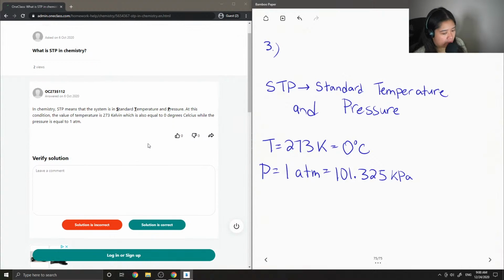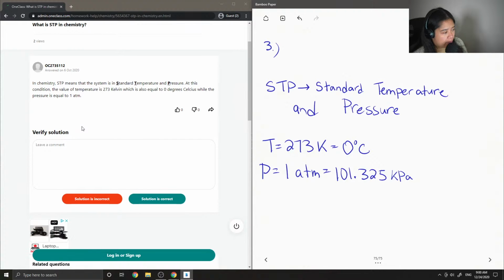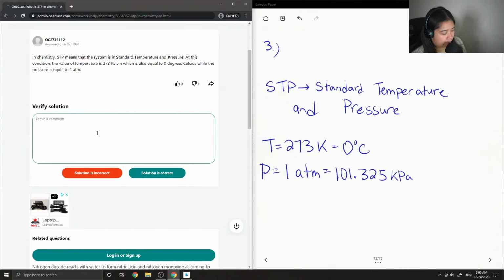Okay, so the junior tutor said, in chemistry, STP means that the system is in standard temperature and pressure. At this condition, the value of temperature is 273 Kelvin, which is also equal to 0 degrees Celsius, while the pressure is equal to 1 atm. Yep, so this solution is correct.